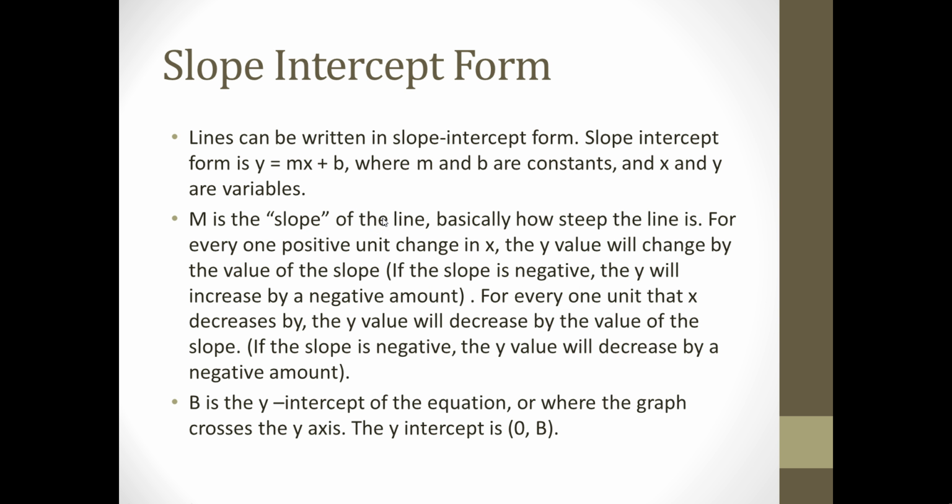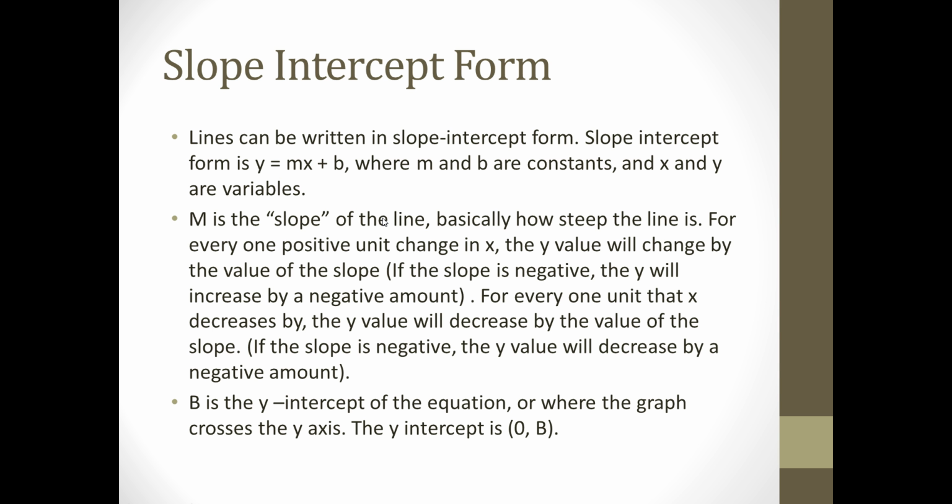Lines can be written in slope-intercept form. Slope-intercept form is y equals mx plus b, where m and b are constants and x and y are variables. M is the slope of the line, basically how steep the line is. For every one positive unit change in x, the y value will change by the value of the slope. And for every 1 unit that x decreases by, the y value will decrease by the value of this slope. If the slope is negative, the y value will change by a negative amount accordingly.